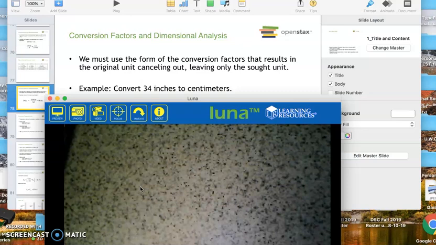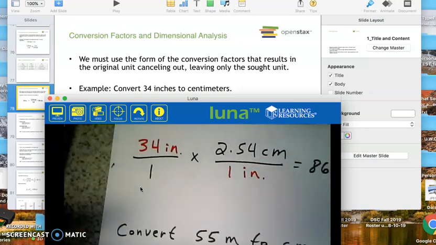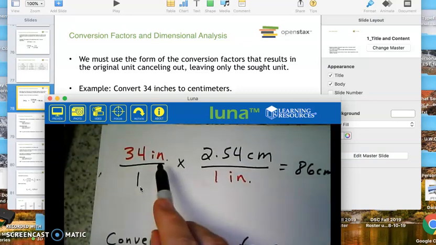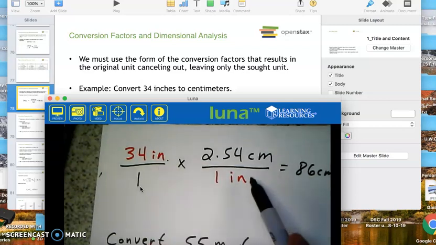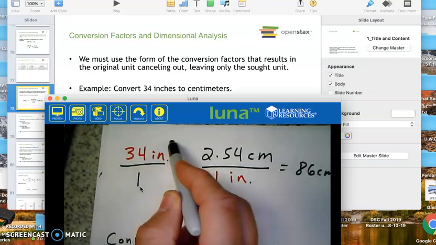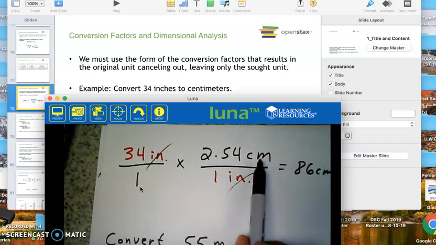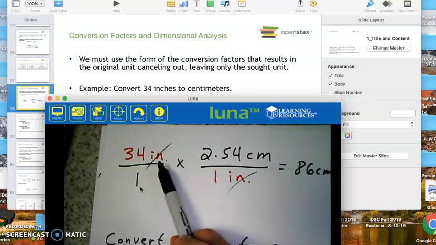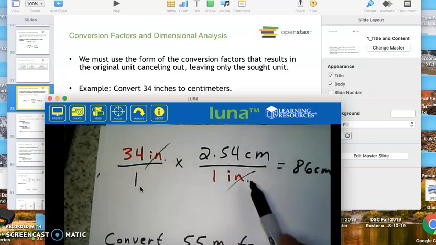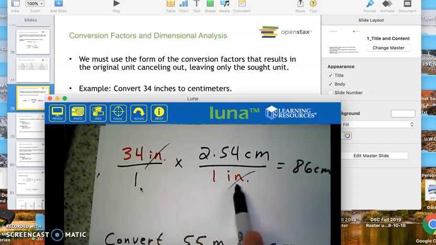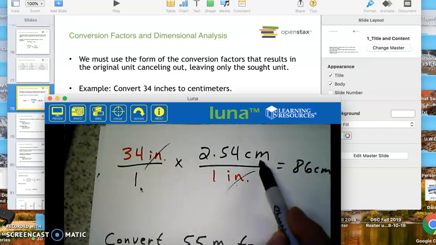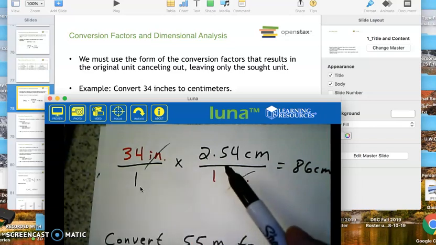So here, if I have inches in the numerator and inches in the denominator, those units can cancel out. And the units I have left, centimeters, that's exactly what I want, right? I wanted to convert 34 inches into centimeters. So I use a conversion factor and set it up to where my units for inches would cancel out so that I'm left with units for centimeters. Okay? So the units cancel out, but the numbers do not.